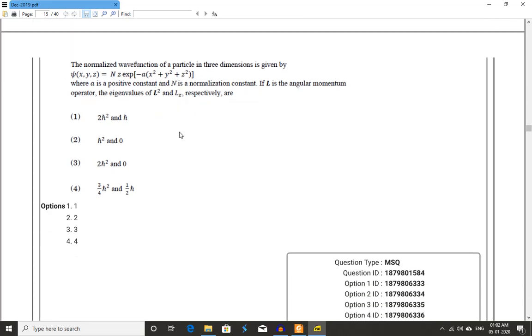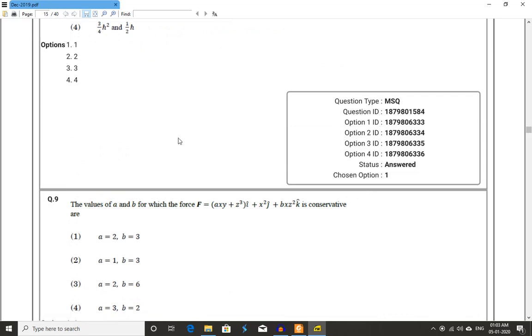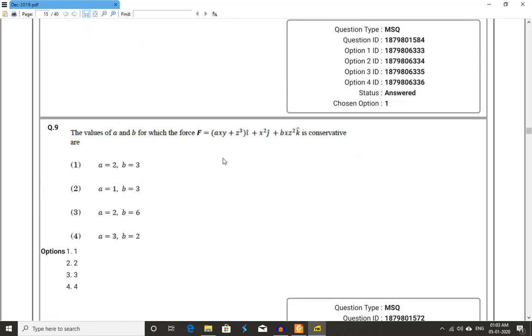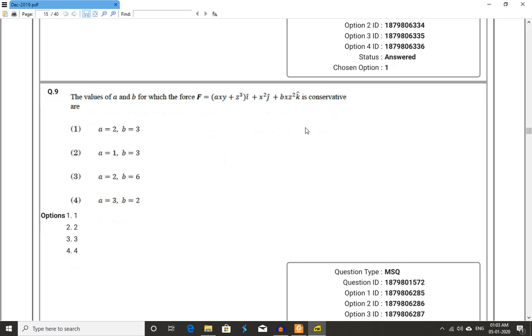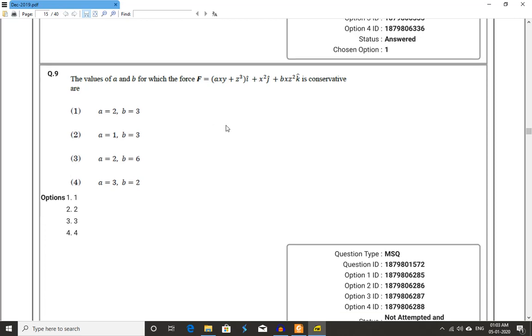So with L equals to 1 and Lz equals to 0, the option will be 2h square and 0, since the eigenvalue is L into L plus 1. You should not forget the eigenvalue of L square. Once again, these questions have been asked in previous years. If you had done this type of eigenvalue problems in angular momentum previously, then that is easy for you. This is very easy, given the force, asked to see whether it is conservative or not. You just take the curl, make it 0, very fine.